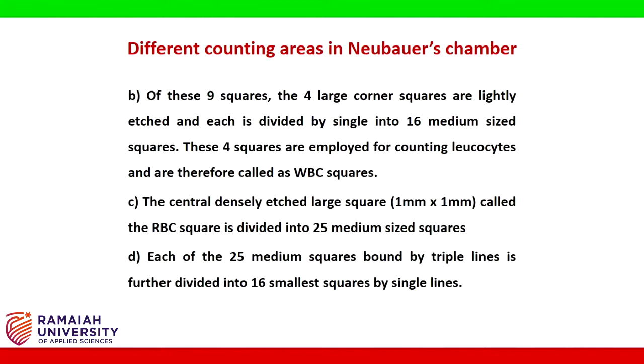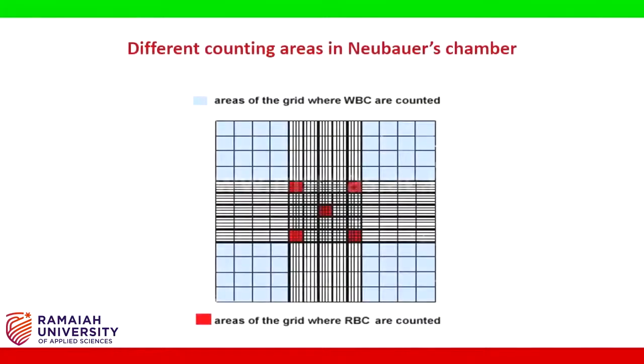The central densely etched large square, which is of 1 mm square in dimension, is called RBC square and is divided into 25 medium sized squares. Each of the 25 medium sized squares are bound by triple lines and is further divided into 16 smallest squares by single lines. RBC and WBC counting areas can be seen as shown in the figure.